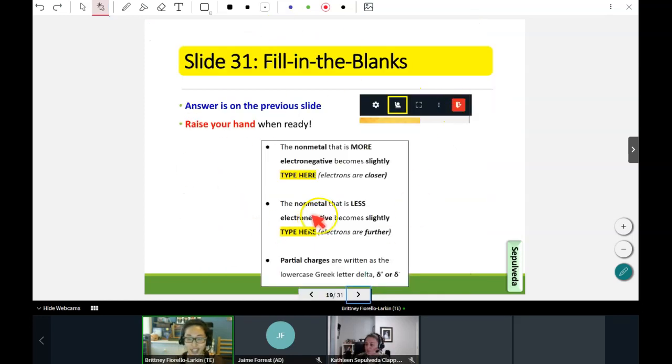Smiley faces, emojis, if you're feeling good about that. All right, perfect. Okay, so let's go ahead and work on slide number 31. Slightly negative. So this one is going to be slightly negative. And then as we talk about our non-metals that are less electronegative, they become slightly more positive. Positive. Excellent. So there are your 2 words for slide number 31 on the left-hand slide.